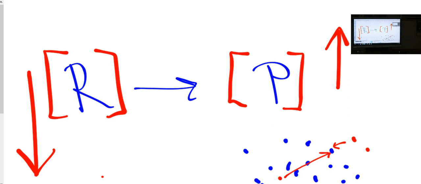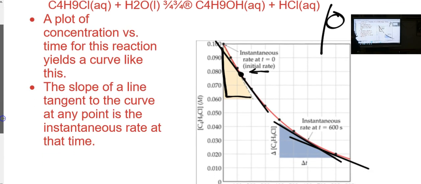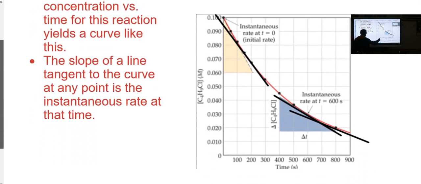Now, as the reaction goes forward, the concentration of reactants goes down, the concentration of products goes up. We've said that. And this is just talking about exactly what I just said. A plot of concentration versus time for this reaction yields a curve like this. I've already got the tangents drawn, but the red line would be your curve. The slope of a line tangent to the curve at any point is the instantaneous rate at that time. You okay with that?